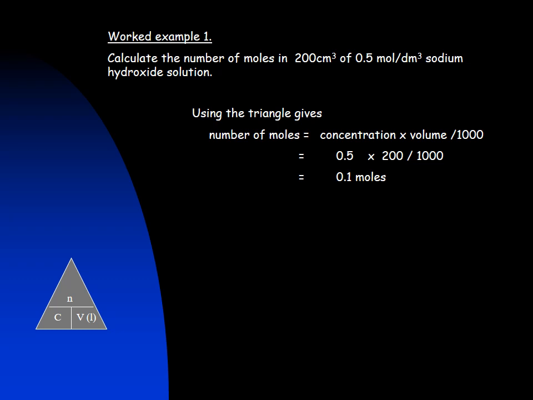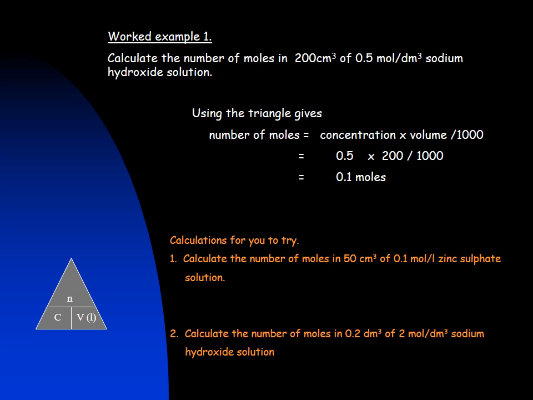The trick here, however, is to remember that since the volume was given to us in centimeters cube, rather than decimeters cube, we have to divide it by 1000. So when we substitute the numbers, it's as follows: 0.5 times 200, and then we divide whatever we get by 1000, which means 0.1 mole.